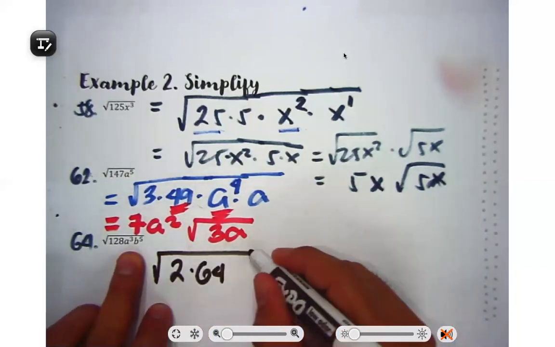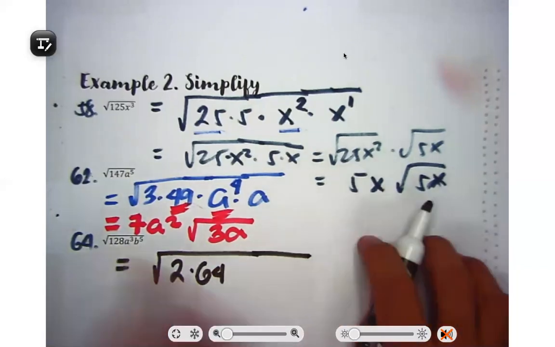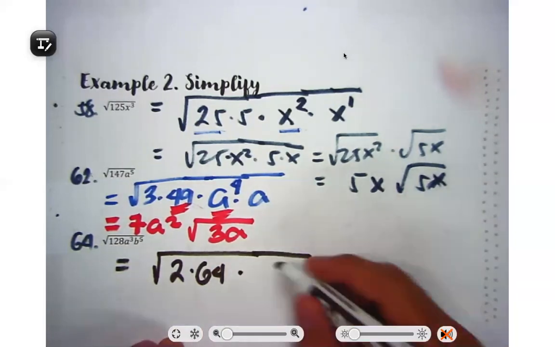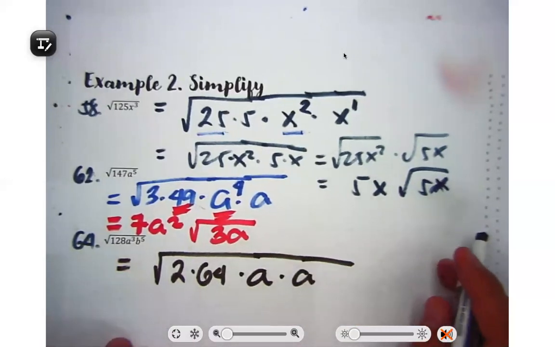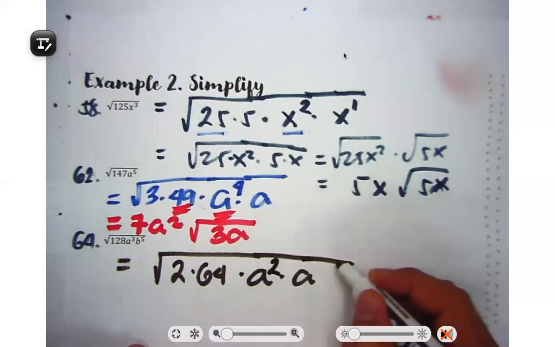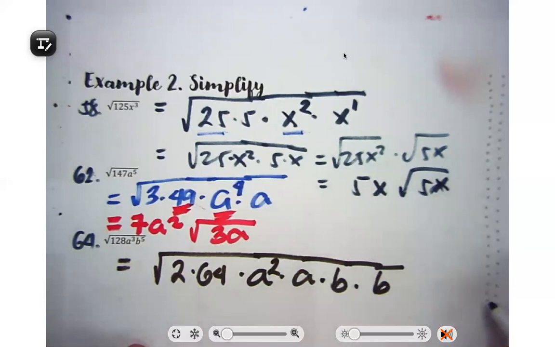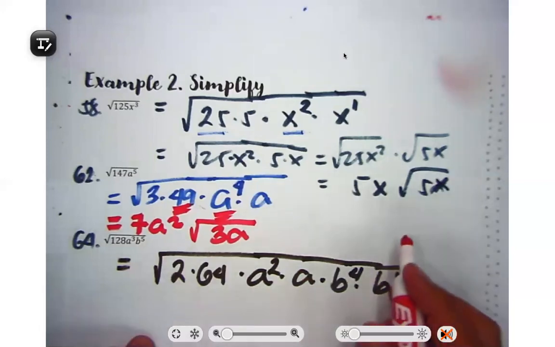For a cubed, 3 is not divisible by 2. If it's divisible by 2, do not factor it. But this one is not divisible by 2, so we can factor a cubed, right? So let's think of those addends of 3, wherein 2 is the biggest addend that's divisible by 2. It's going to be 2 and 1. 2 plus 1 is 3. How about b raised to 5? I bet you know what that is. 4 and 1. Okay, let's identify which of these are perfect squares.